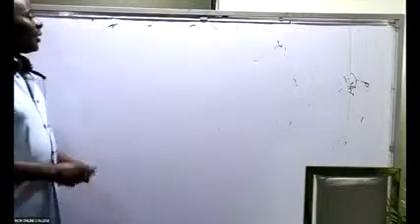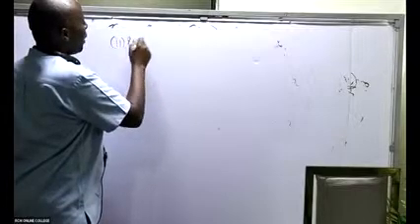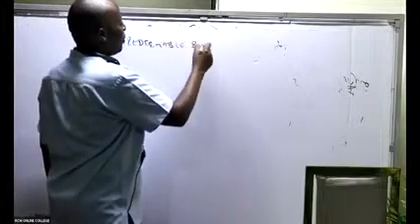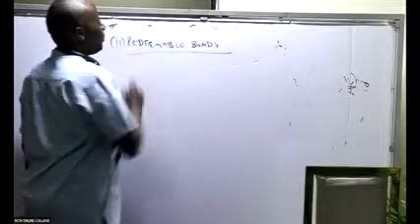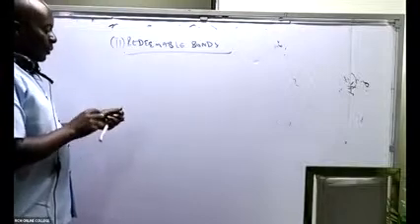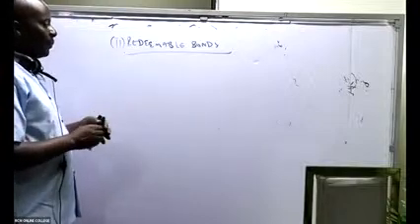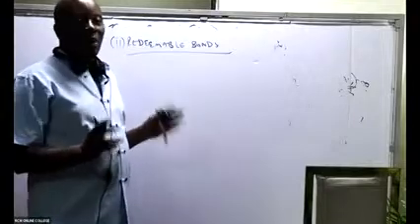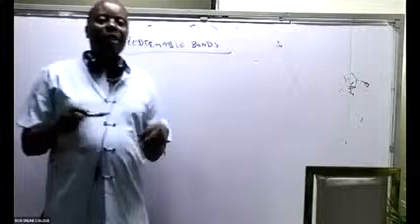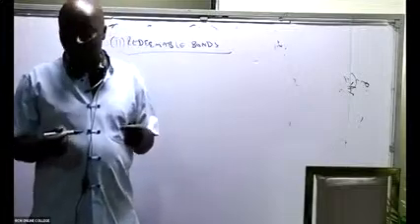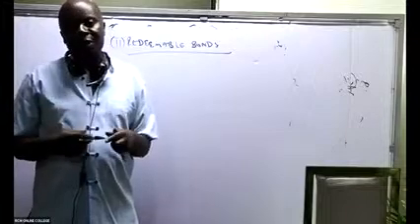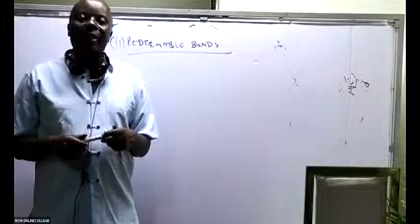Now, please listen. We shall go straight away to number 2, where we have what we call the redeemable bonds. Basically, easily put, redeemable bonds are bonds with a maturity period.